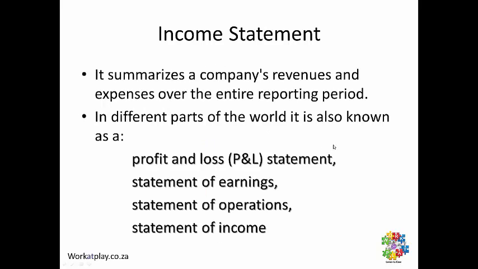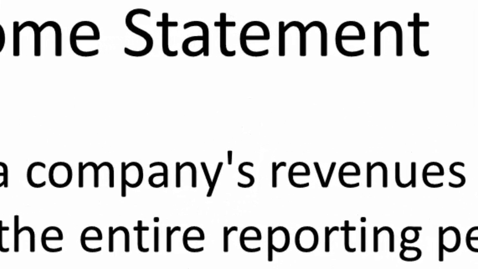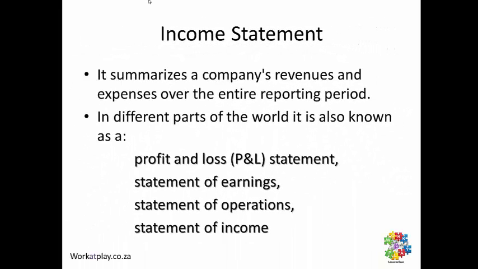So what does it do? It summarizes a company's revenues. Revenues are the sales or the income that it gets in, and it looks at expenses over a certain reporting period. In different parts of the world, and at different stages, it has had different names. It used to be called the P&L or profit and loss statement, also known as the statement of earnings, statement of operations, or statement of income.